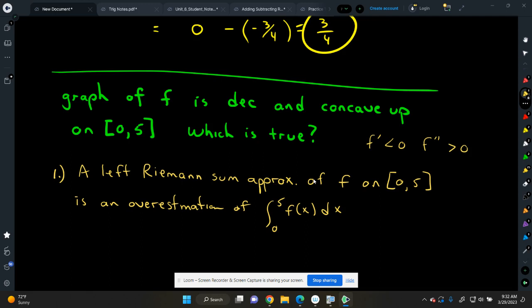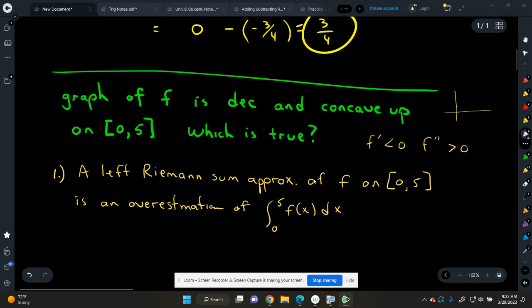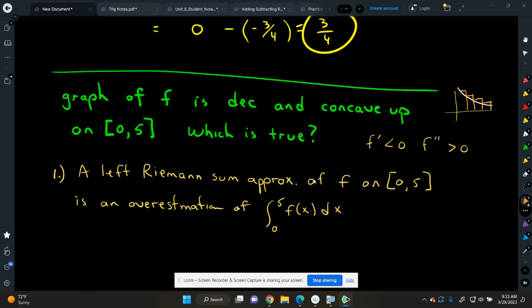If it's decreasing and concave up, right? So let's just sketch a little example. This would be decreasing and concave up, right? So a left Riemann sum means I'd be looking at the left corner of the rectangle. Okay. So is that true? Yes, that would be an overestimation. So we think that that's true.